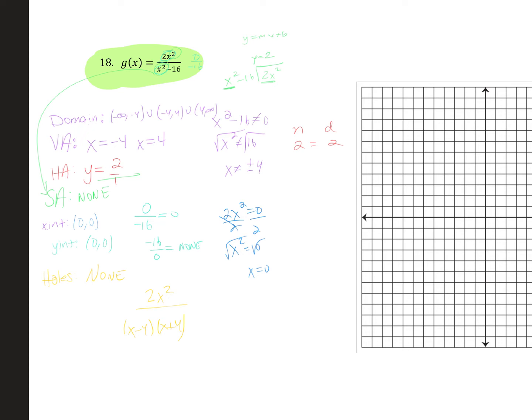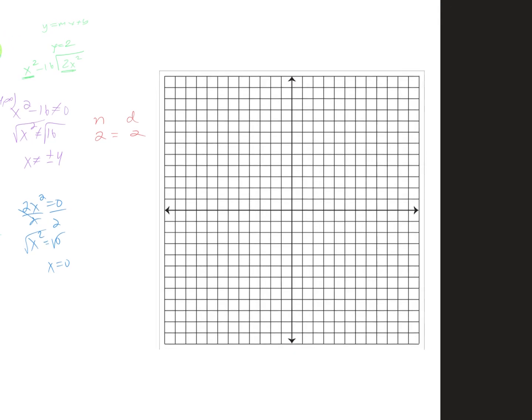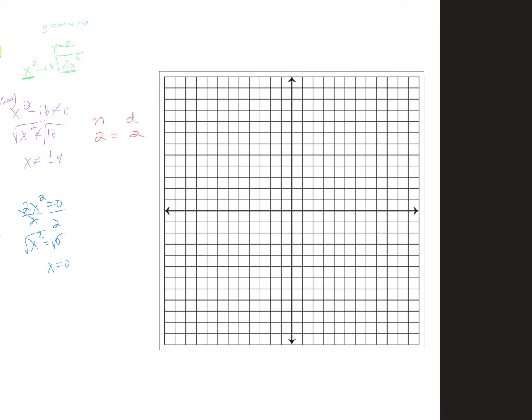So where are your vertical asymptotes? At negative 4 and positive 4. x equals or y equals? x equals. So I'm going to go over here to 1, 2, 3, and it's a dotted line. I'm just using a highlighter so it's easier for you to see. It's not an actual line, it's a boundary. So 1, 2, 3, 4.